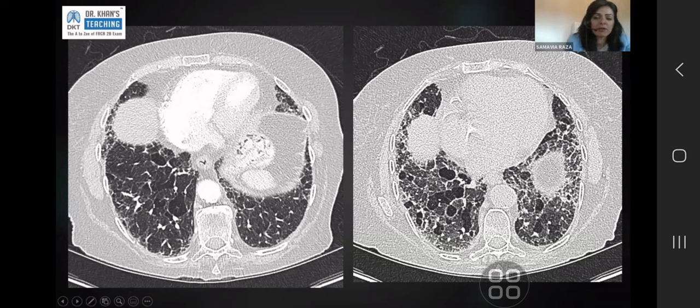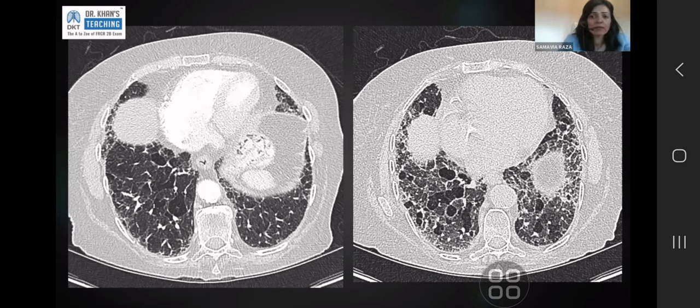Air trapping in a very small area of the lung, you can find in any expiratory scan if you look hard enough. What you mean by air trapping in the context of diagnosing somebody with HP is you want to see that air trapping bilaterally, at least one area in all the lobes of the lung to confidently say that this is actually air trapping.